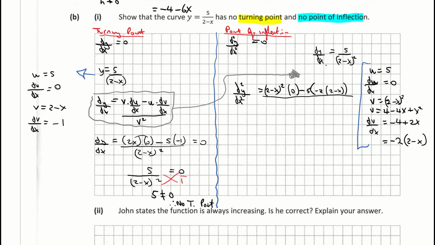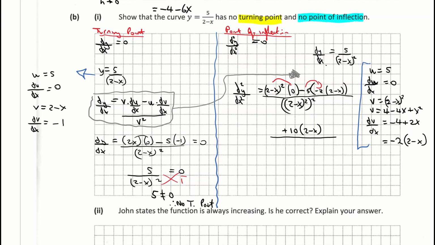And that's all over v squared, which is (2 minus x) squared, and that is all to be squared. So it's a double square going on there. Multiplying in the 0, as we said, that's going to give me 0. And then I'm going to multiply in this minus 5, which is going to give me a numerator of minus by minus is a plus 10 times (2 minus x). And that is all over (2 minus x) squared, all to be squared.